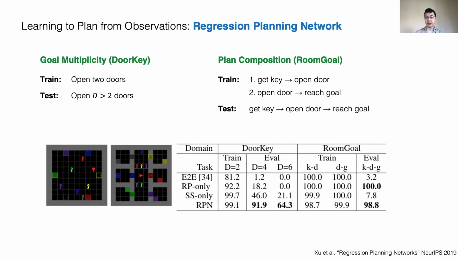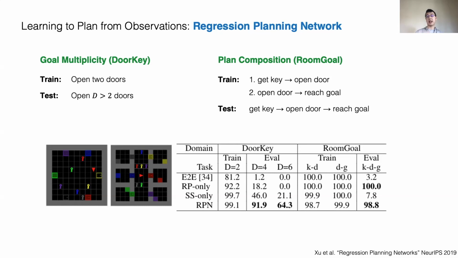Okay, so let me show you some results. We focus on evaluating compositional generalization of high-level plan here. We first use grid world domains to evaluate two types of generalization. The first is goal multiplicity. So we use a door-key environment where the color of the key and door shows the correspondence between the pairs. We train on demonstrations of opening only two doors and evaluate on tasks that open more than two doors. So we want to see if this model can extrapolate to these longer horizon tasks.